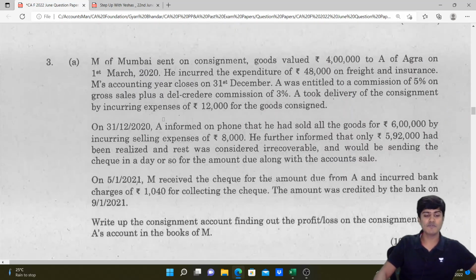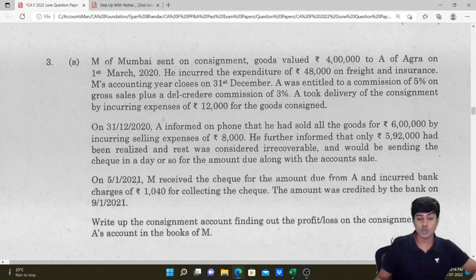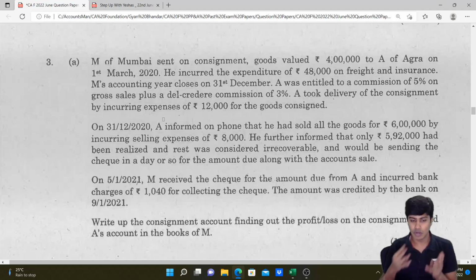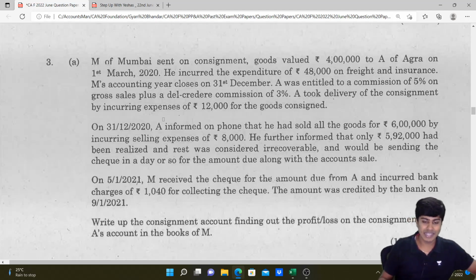Consignment question. M of Mumbai sent on consignment goods valued at 4 lakh to A of Agra on 1st of March 2020. So M of Mumbai is the consignor, and A of Agra is the consignee. 4 lakh is the value of the goods sent. 48,000 is the expense incurred on freight and insurance. This 48,000 is the consignor's expense, which is direct in nature. M's accounting year closes on 31st of December, so we're going to do the accounting as on 31st of December. Remember that.